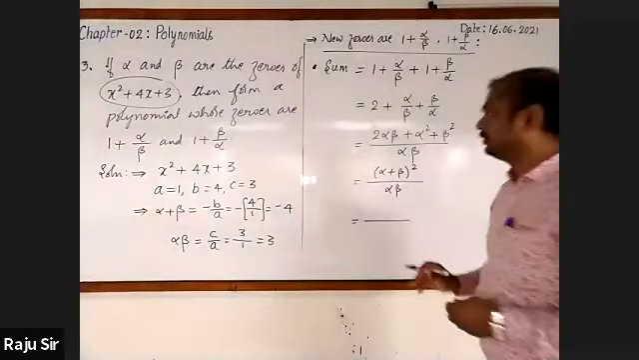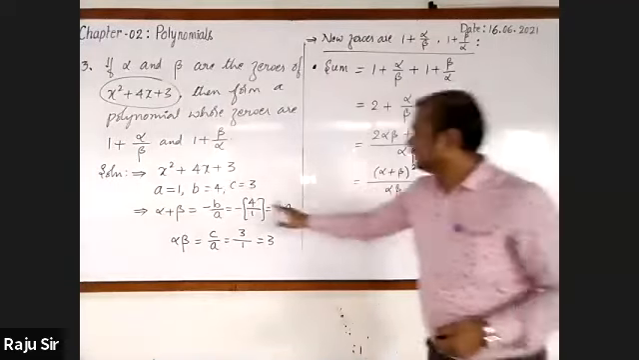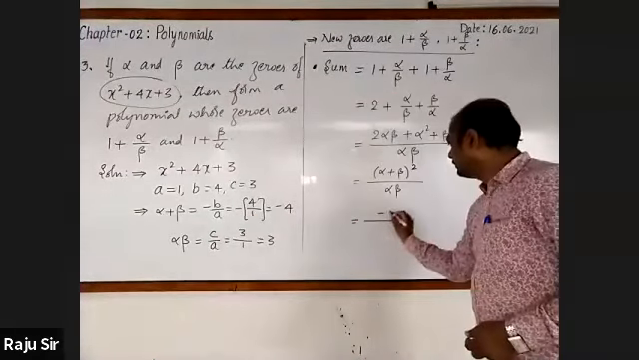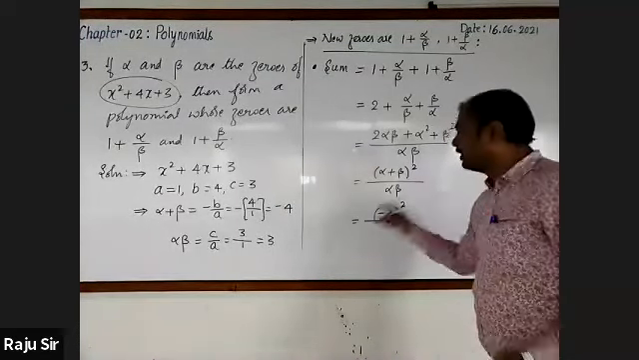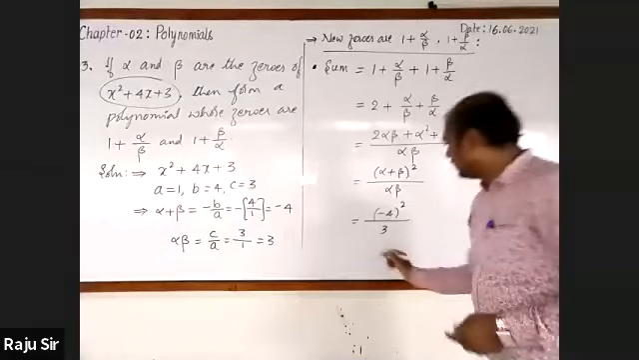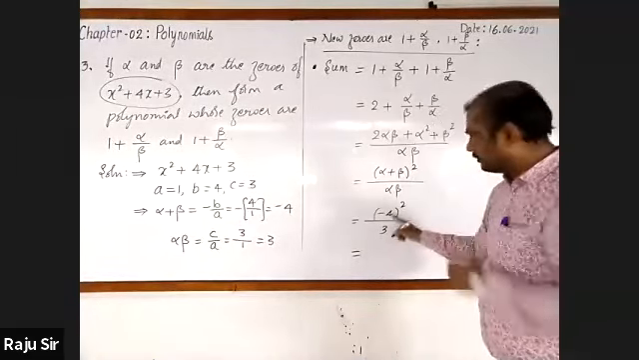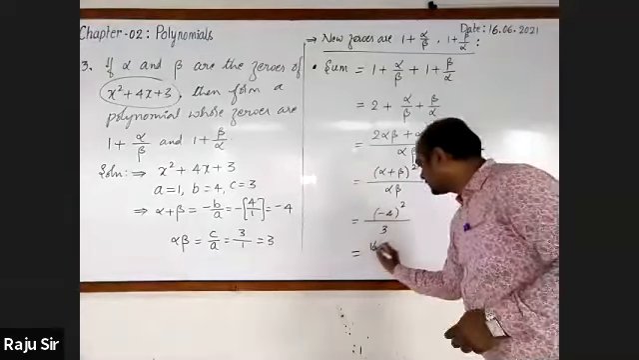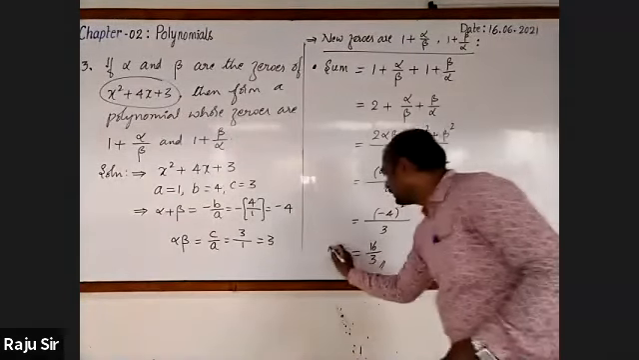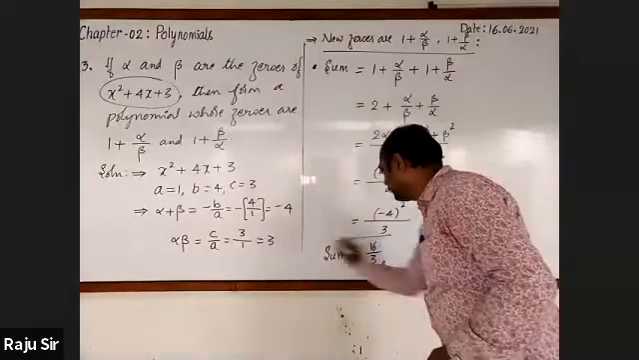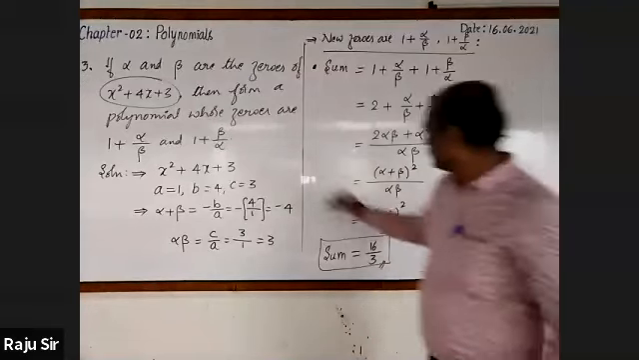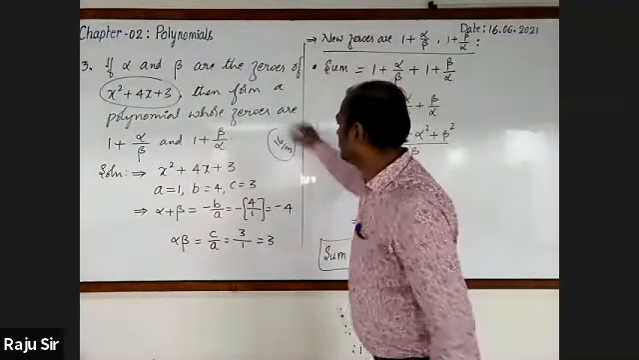is equal to, where alpha plus beta is minus 4. Here I'll write minus 4 whole square. Alpha into beta, this is 3. This is equal to, minus 4 whole square is 16, then by 3. 16 by 3. This is the new sum, nothing but sum of new zero. Just do remember this, it is 16 by 3.